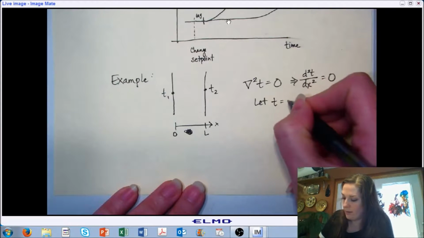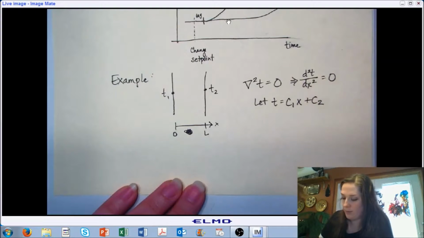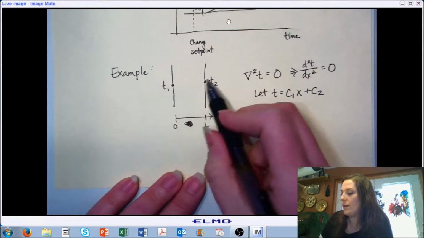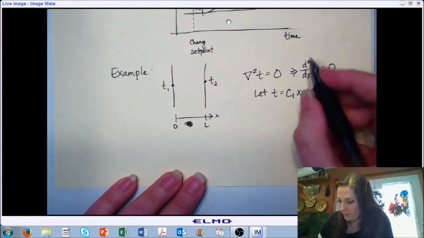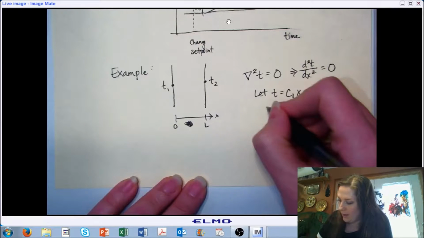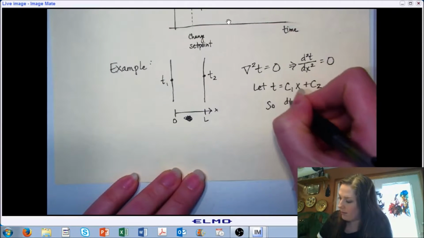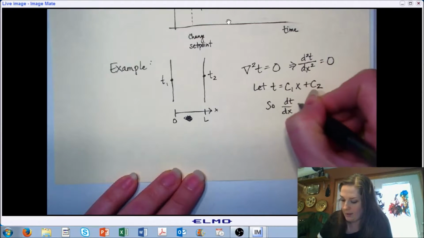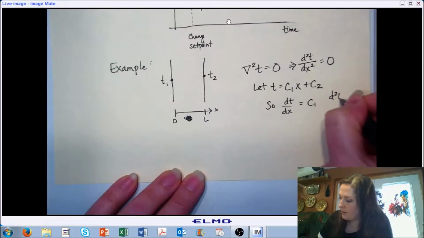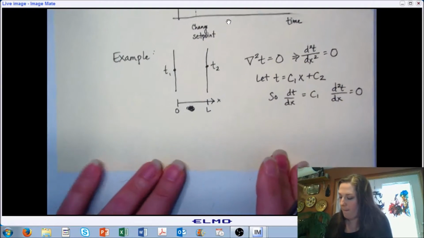So let's let our temperature profile be C1x plus C2. And so basically this is just saying that we have some linear temperature differential. So that means that our first derivative with respect to x is C1, and our second derivative with respect to x is 0.